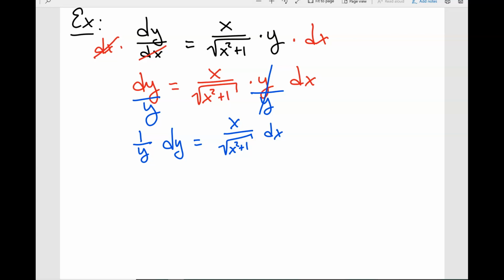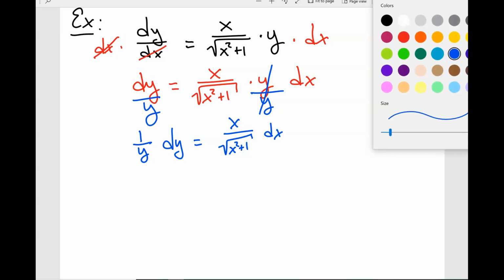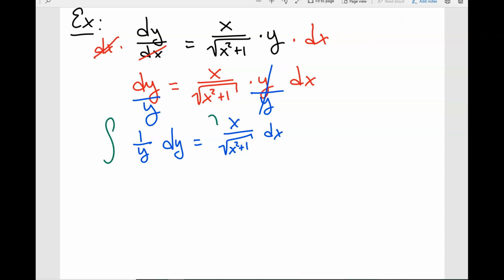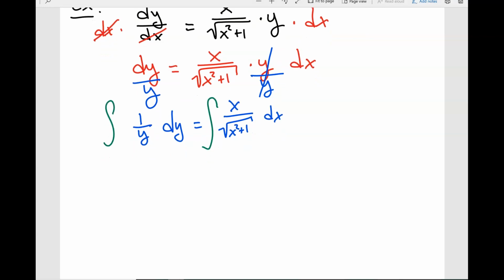Okay, so now what you want to do, let's go ahead and integrate both sides. I'm going to take the integral. The integral of 1 over y is just going to give me the natural log, absolute value of y, is equal to. Now this integral, we're going to have to do a little bit more work. This integral looks a lot like a u substitution. Of course, you can use trig sub if you want to, but I think u substitution will be the best way to do it.